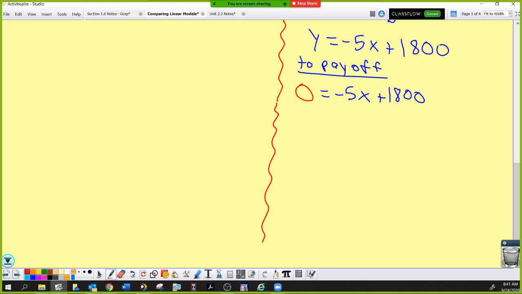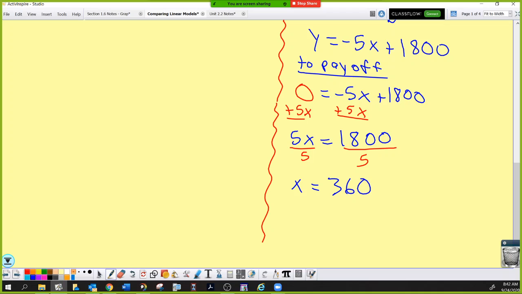Still trying to keep my math separate. I'm going to add this 5x to both sides because I don't like to play with negatives if I don't have to. Gives me 5x equals 1,800. And I will grab my handy-dandy calculator and divide both sides by 5. And I believe the answer is what, 90? Or 360? I was off by a factor of 4. 360. 360 days. That's how long person 2 is going to take to pay off.